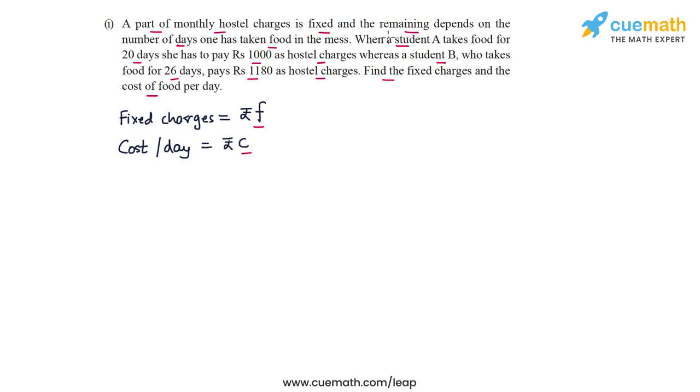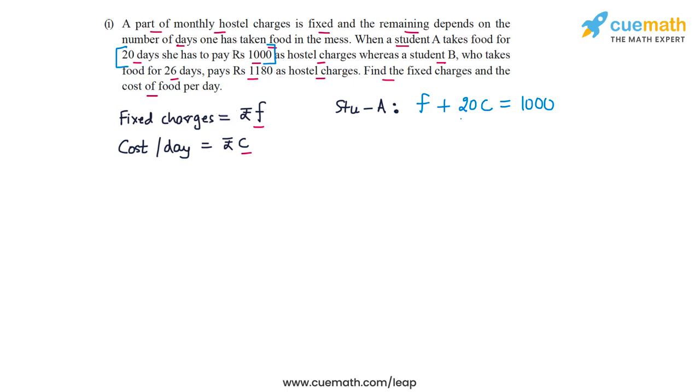Now the first piece of information says when a student A takes food for 20 days, she has to pay ₹1000. So for student A, she has to pay ₹1000 if she takes food for 20 days. For 20 days the cost she will incur is F being the fixed cost, and 20 times C as the cost per day times 20 days, and the total cost she has to pay is F plus 20C, and this should be equal to 1000 because she pays ₹1000.